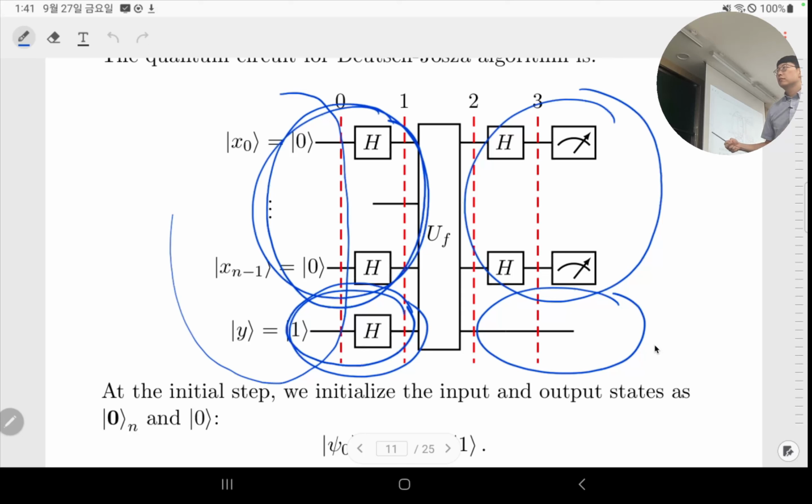처음 시작. 1 넣었을 때는 네. 근데 표시를 해야 되니까. 어디가 인풋이고 어디가 아웃풋인지는 표시를 해야 되니까. 예.